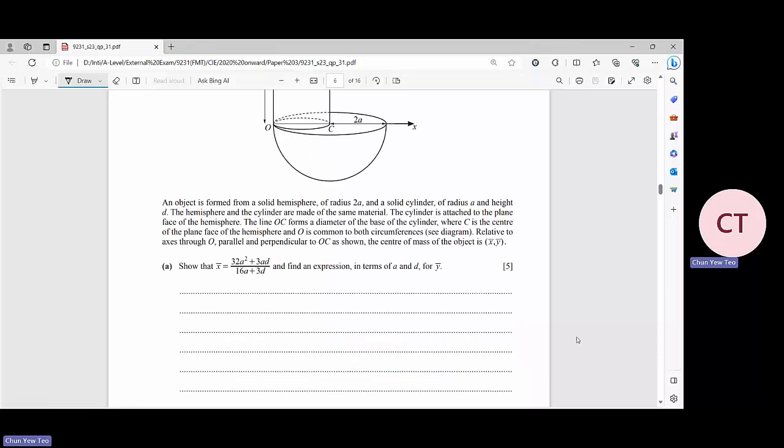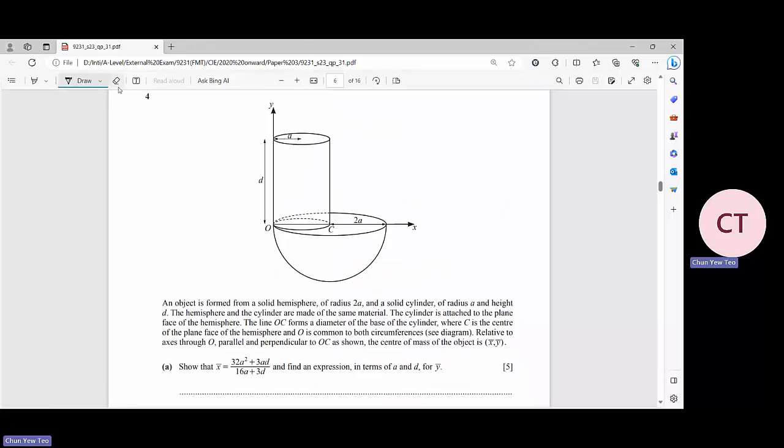An object is formed from a solid hemisphere of radius 2a and a solid cylinder. Okay, so this is the hemisphere. This is the cylinder. The radius for the hemisphere is 2a, and the radius for the cylinder is a. The height for the cylinder is d. The hemisphere and the cylinder are made from the same material. The cylinder is attached to the plane face of the hemisphere.